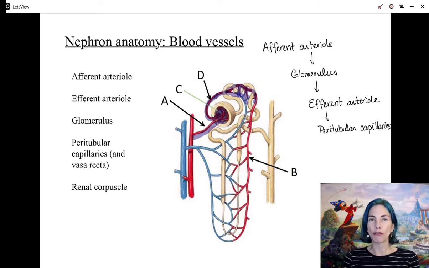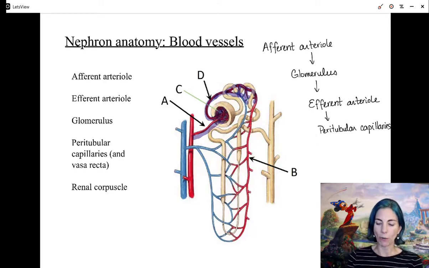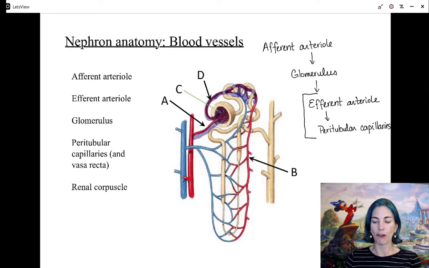Remember, the traditional route of blood is to go from an artery to arterioles to capillaries to venules to vein. And here, it's almost like we're duplicating the arterial and capillary bit. Hopefully, the purpose of this portal system will become evident once we get into reabsorption and secretion. But for now, we just need to know that blood kind of follows this interesting path.